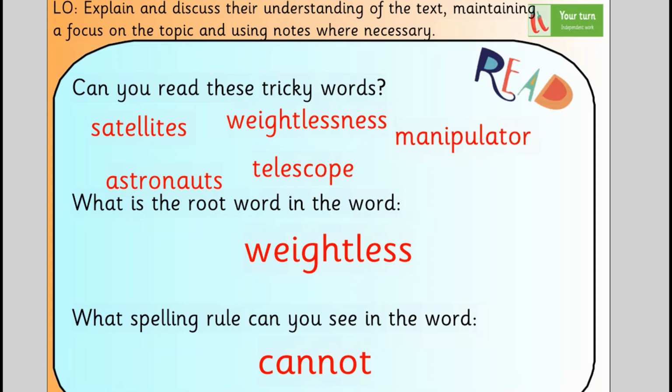Now, what is the root word in the word weightless? Pause the video here for me. That's right, it is weight. We've got the suffix of less added. And can you see the spelling rule in the word cannot? The spelling rule in the word cannot is that cannot is a compound word. We've got two words joined together and it's made a new word.